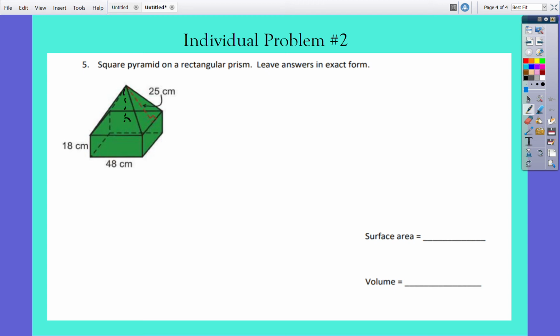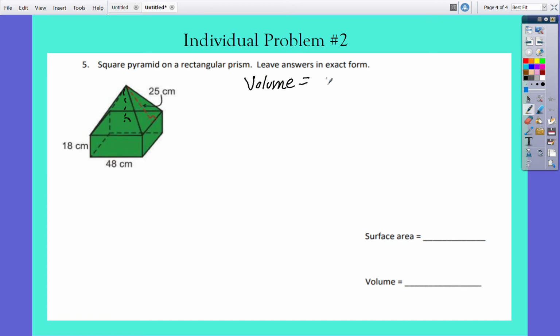Hello and welcome to the last video of this section. We're going to be going through individual problem number 2, which has to deal with a square pyramid on top of a rectangular prism. Just like with any other composite figure, I like to start with the volume. So that's what I'm going to do up here. So here we go. I have volume.